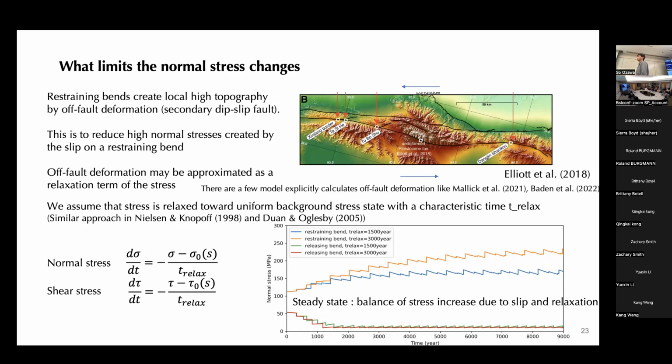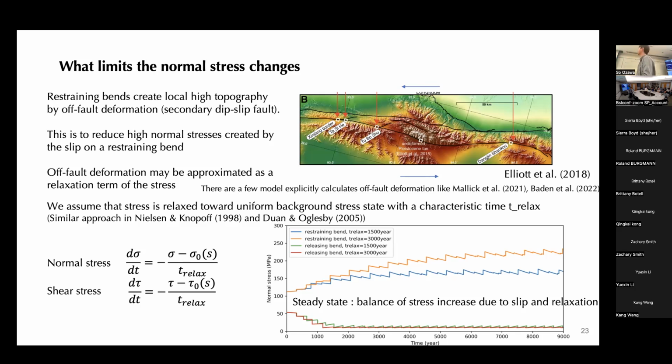The good thing about using this equation is that we can get a steady state in normal stress distribution on the fault bend. This shows the normal stress value as a function of time over the earthquake cycle. So we have a statistically long-term steady state, but the normal stress is changing on a short time scale during single earthquake cycles. The steady state is defined as the balance between stress increase due to fault slip and relaxation.